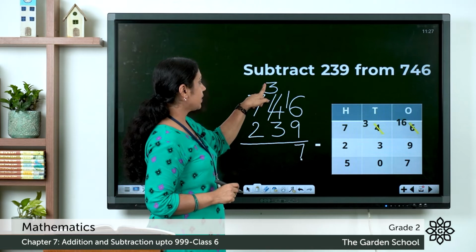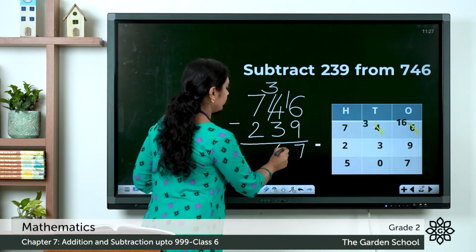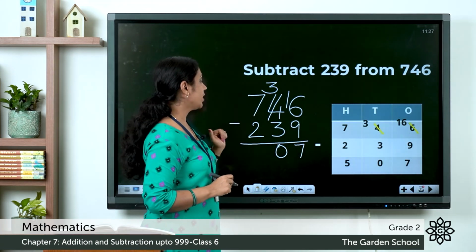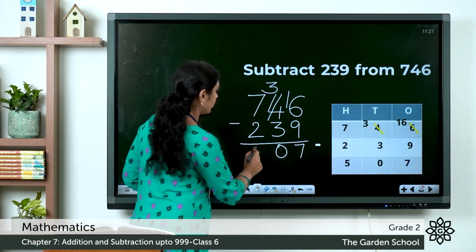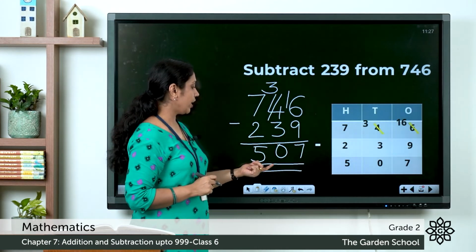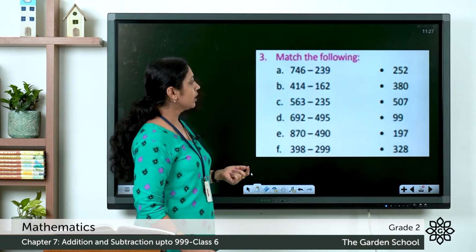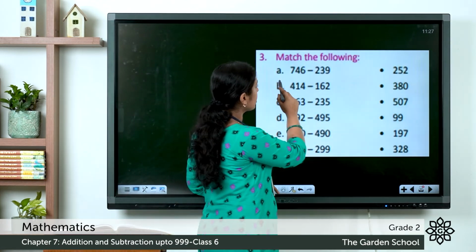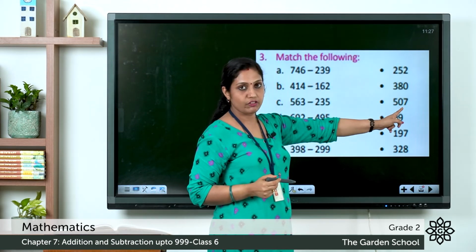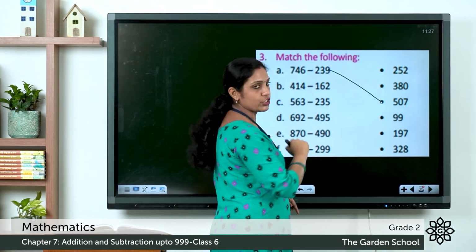Now we have in the tens place 3 minus 3. So 3 minus 3 is 0. And in the hundreds place we have 7 minus 2, that is 5. So we get the answer 507. So we have to find out the number 507 in your textbook and match it. So the first question, 746 minus 239, we get the answer 507. So you can draw a line and match it.